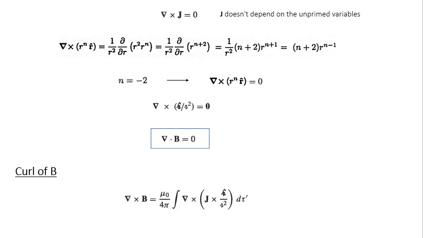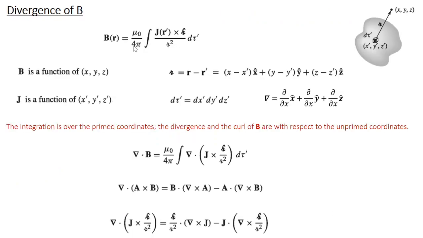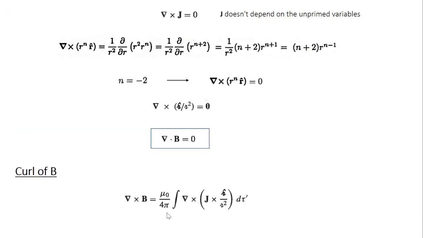What about curl of B? Since we have a general expression for magnetic field here, I can find out the general expression for curl of B using that equation. So from equation for B, I can write curl of B equal to mu naught divided by 4 pi integral curl of J cross r cap by r square d tau prime. Now we need to calculate the value of the term inside.